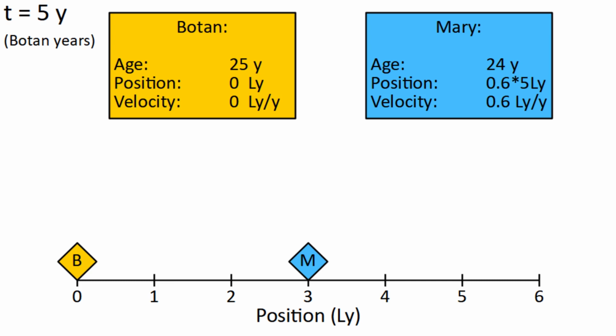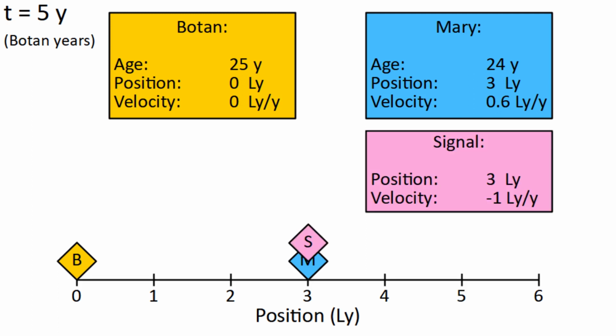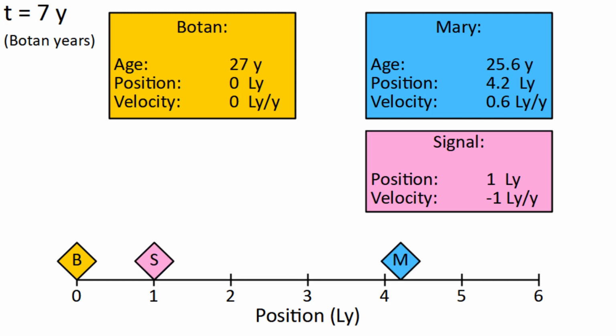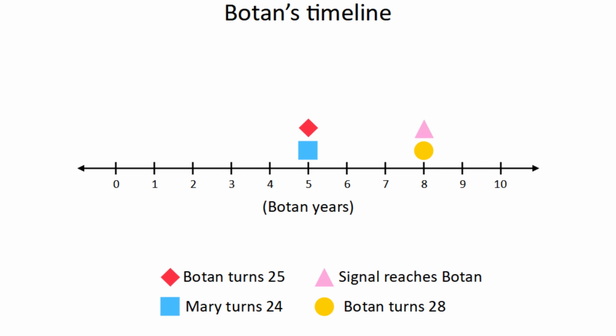By this time, Mary is at position 0.6 times 5, or 3 light years. And she's also 24, so she sends out that signal. It travels to the left at 1 light year per year, so its velocity is negative 1. It starts at position 3, so it will take 3 more years for it to reach Botan, by which time she is exactly 28. So the events of Botan turning 28 and Botan receiving Mary's signal are simultaneous.